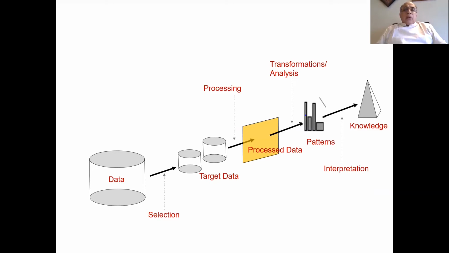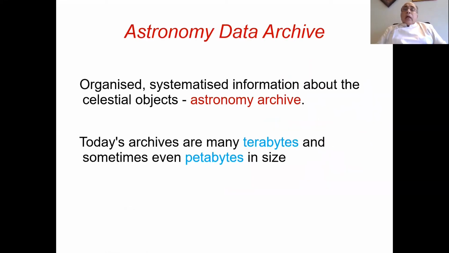From getting data to getting science out of it, we go through a series of processes. We have the data collected from various satellites, various observatories, and so on. From this data, we select what we are interested in. We have the target data. We do some pre-processing to get processed data, apply transformations, analysis, and see patterns in it. And we interpret these patterns to get knowledge. To make this process simple, virtual observatories are playing a very important role.